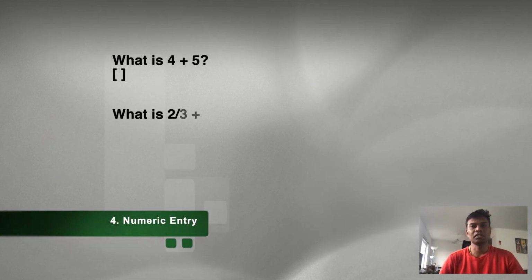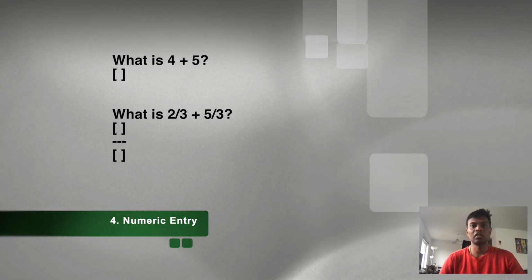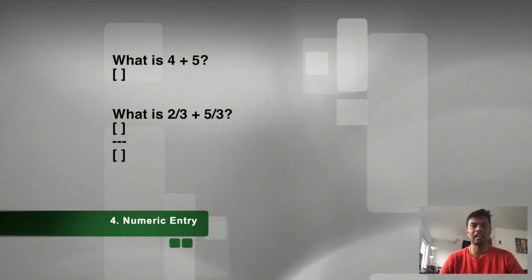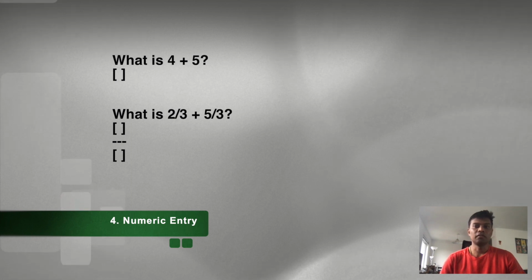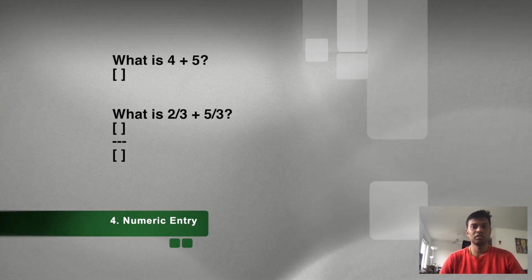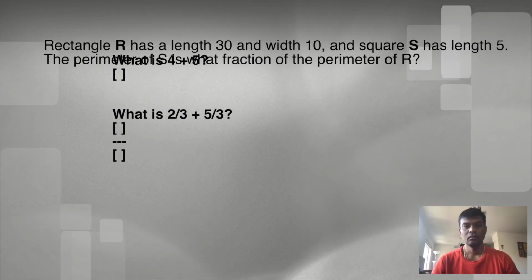The fourth type of question is numeric entry. These questions ask you either to enter your answer as an integer or as a decimal in a single answer box, or as a fraction in 2 separate boxes. One for the numerator and one for the denominator. You will use the computer mouse and the keyboard to enter your answer. Here is a sample question.